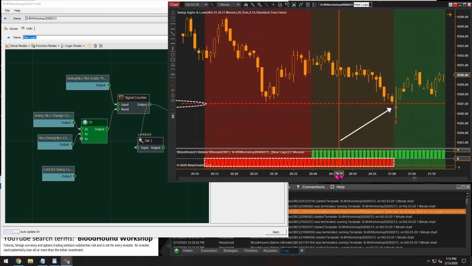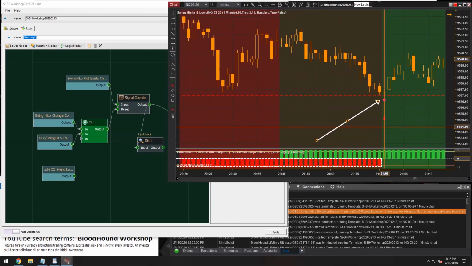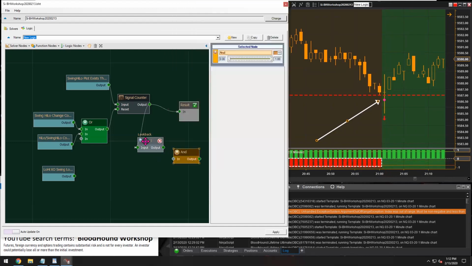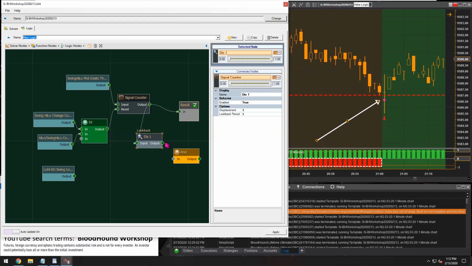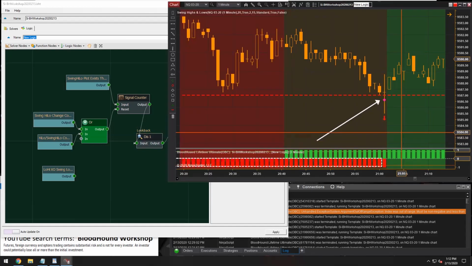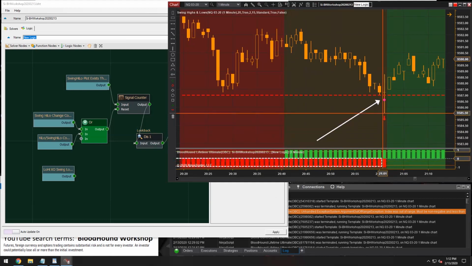Here, let's zoom in. If I put my cursor on the bar that breaks the swing low, we can see there is no short output here. There's a short output missing on that. So what I need to do is use the displacement. Let's take a look at the displacement. Now I have a short output on the bar that breaks the swing low.